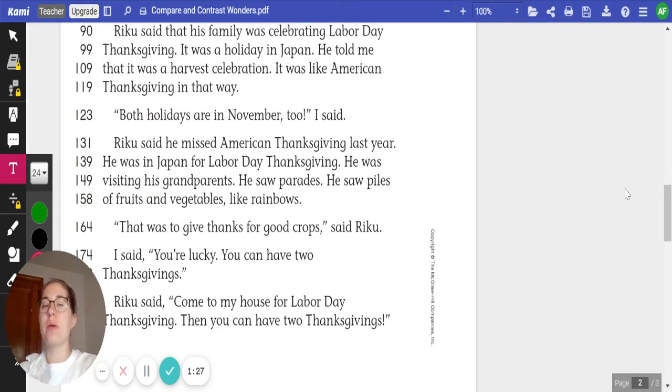Riku said that his family was celebrating Labor Day Thanksgiving. It was a holiday in Japan. He told me that it was a harvest celebration. It was like an American Thanksgiving in that way. Both holidays are in November too, I said. Riku said he missed American Thanksgiving last year. He was in Japan for Labor Day Thanksgiving. He was visiting his grandparents. He saw parades. He saw piles of fruit and vegetables, like rainbows. That was to give thanks for good crops, said Riku. I said, "You're lucky. You can have 2 Thanksgivings." Riku said, "Come to my house for Labor Day Thanksgiving. Then you can have 2 Thanksgivings."